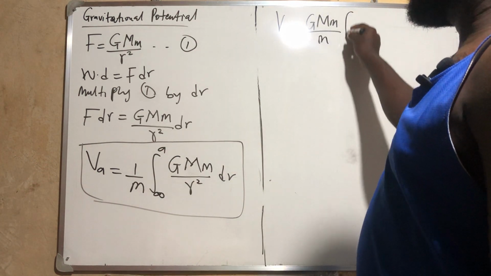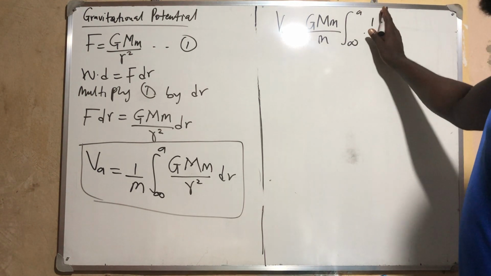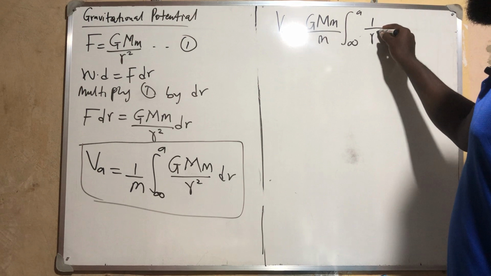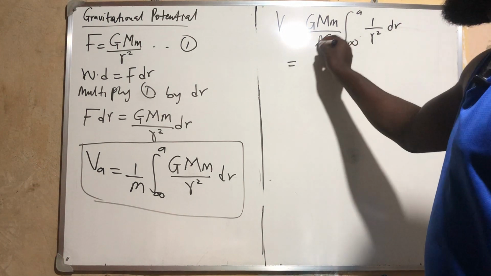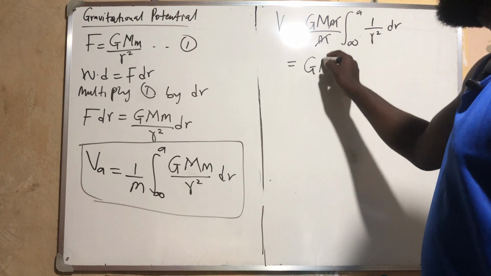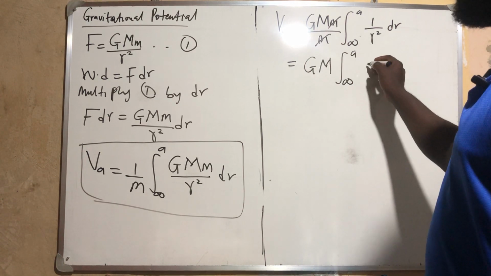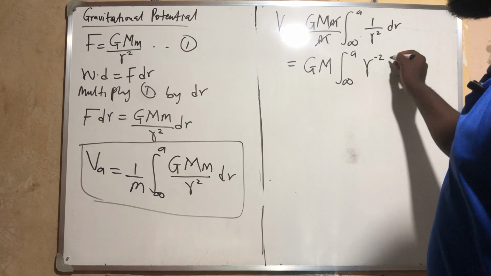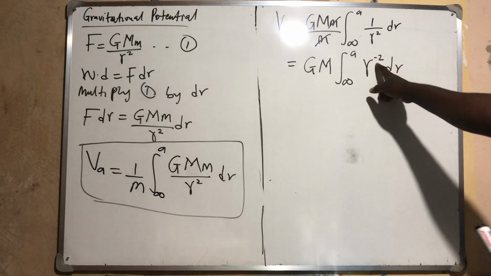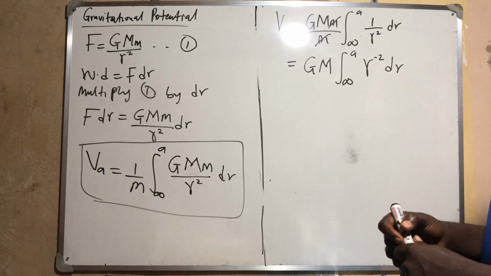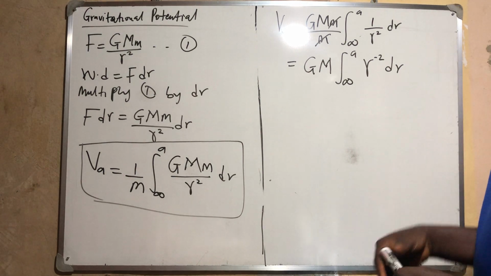Okay, I now have my integration from infinity to a of just 1 over, in fact 1 over what? R squared dr. So this m cancels this m, and I have GM times the integral from infinity to a, according to indices, of r raised to the power minus 2 dr. And integration says add 1 to the power and divide by the new power. Add 1 to the power, divide by the new power.